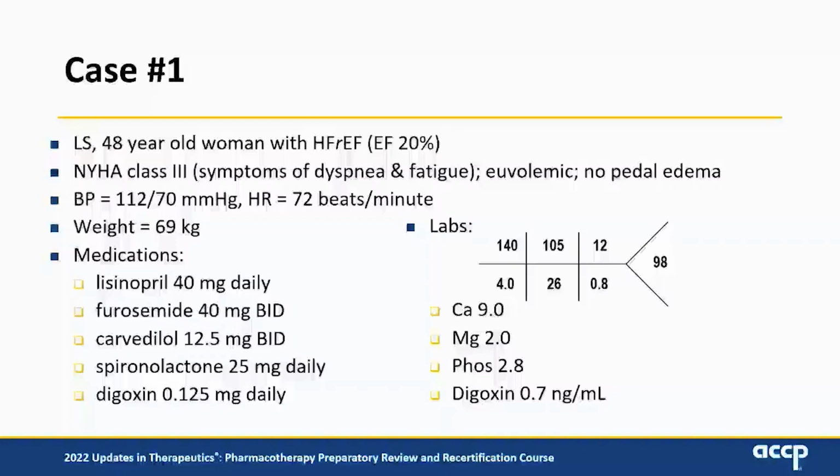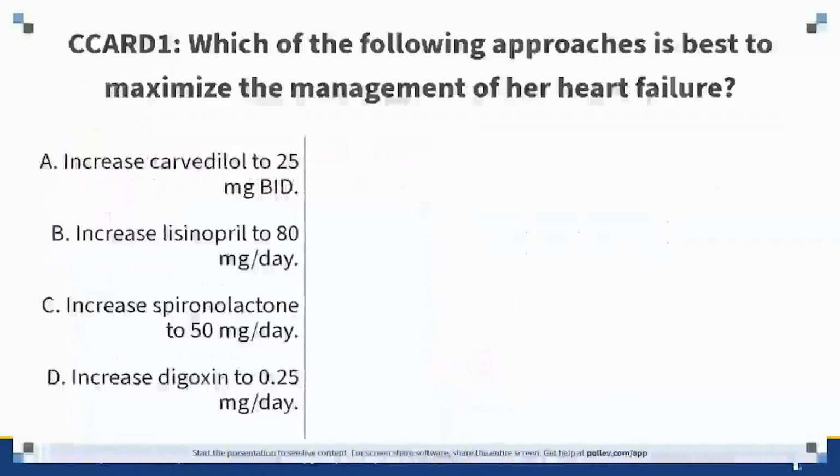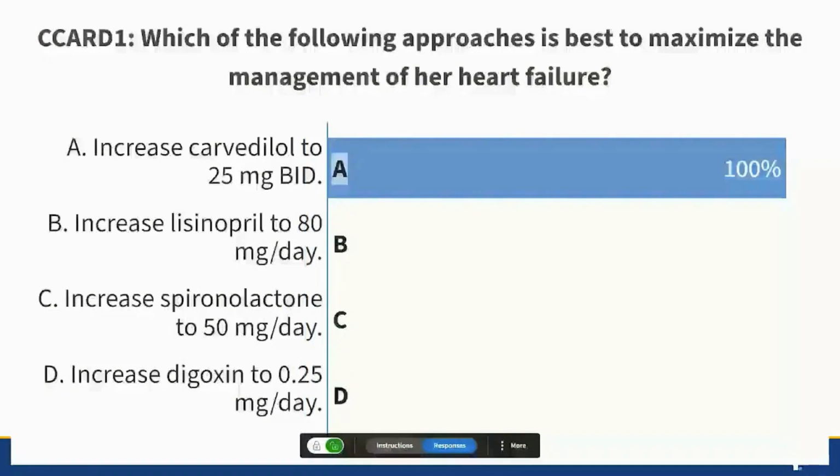You can see her labs are within normal limits, including a potassium of 4 and a creatinine of 0.8, and her digoxin level is 0.7 nanograms per ml. So our question for this patient is, which of the following approaches is best to maximize the management of her heart failure? Okay, yeah. So you picked answer choice A, increase carvedilol to 25 milligrams twice daily.